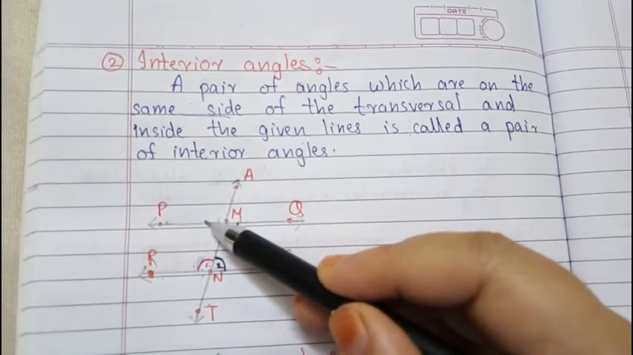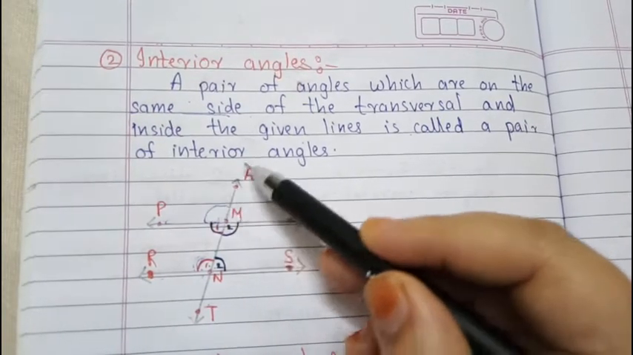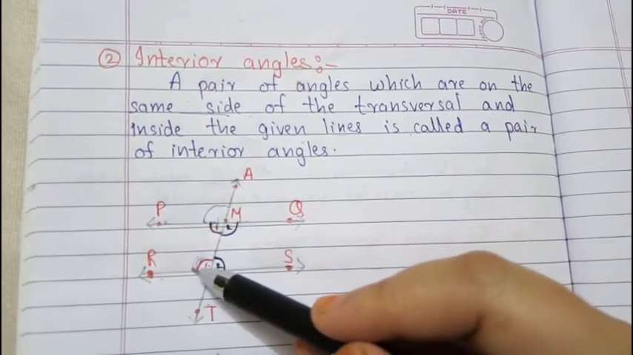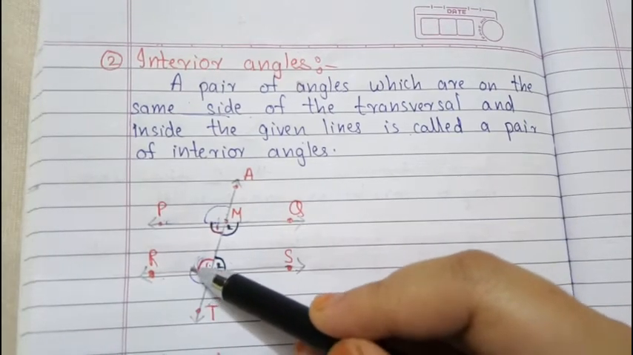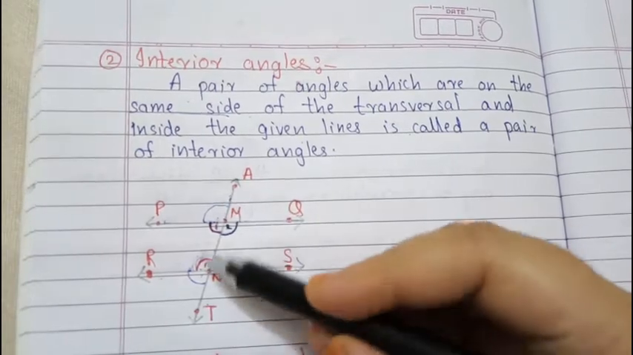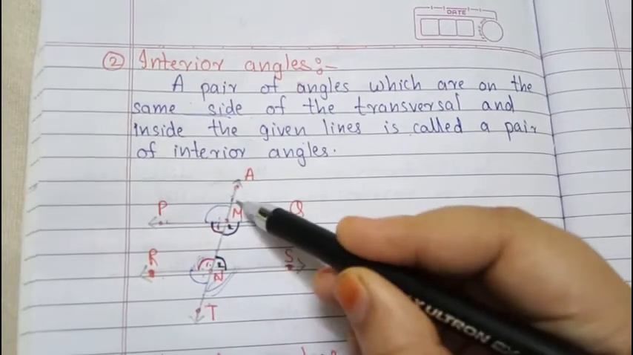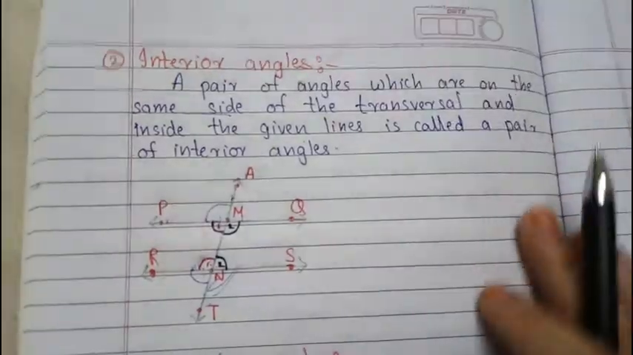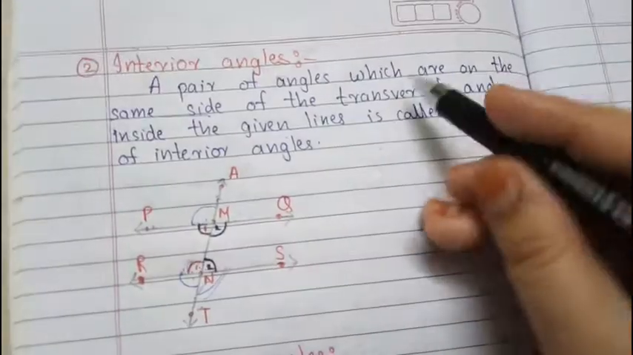Like here, exterior angle will be like here, and here, like this. Got it? And on the right hand side, this and this. So these are the exterior angles and these are the interior angles. Okay, now let's write the pairs of interior angles.